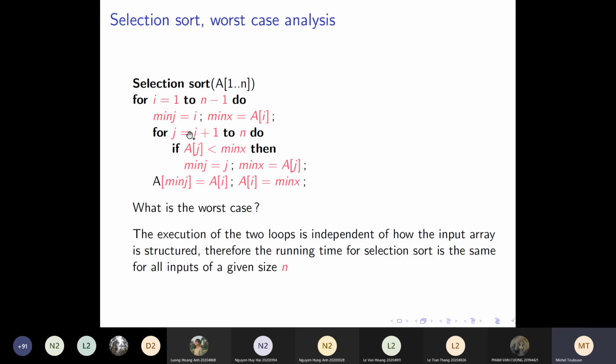So the number of iterations of the inner loop is purely dependent on the loop index. It doesn't depend on how the input array is sorted or structured. So the worst case and best case of the selection sort are the same, and it is (n squared minus n) divided by 2.